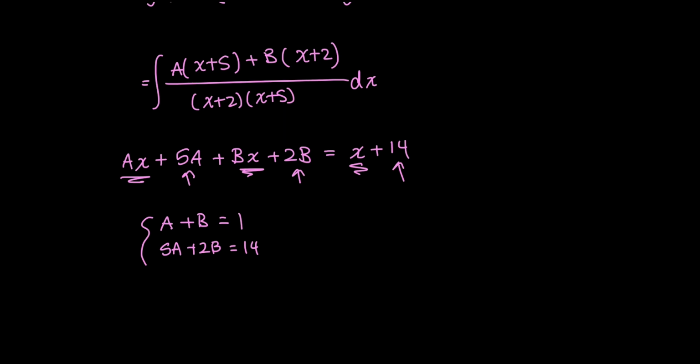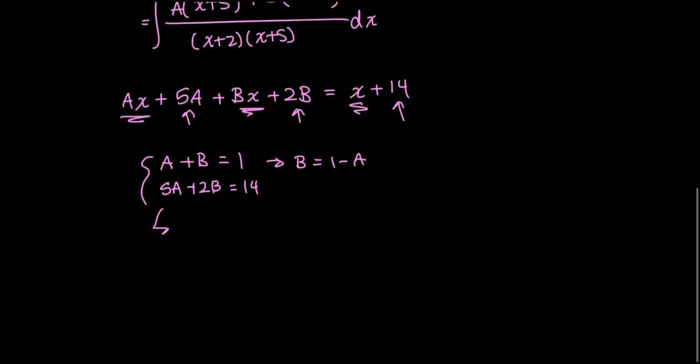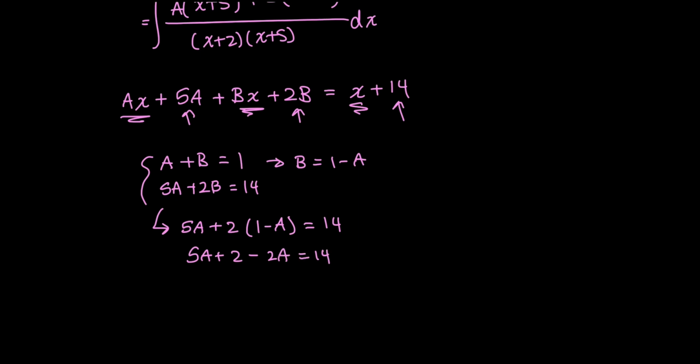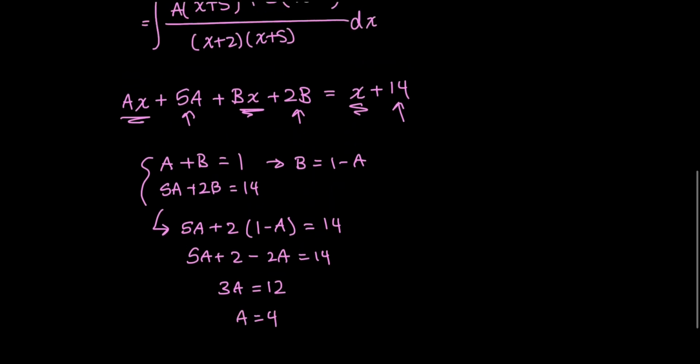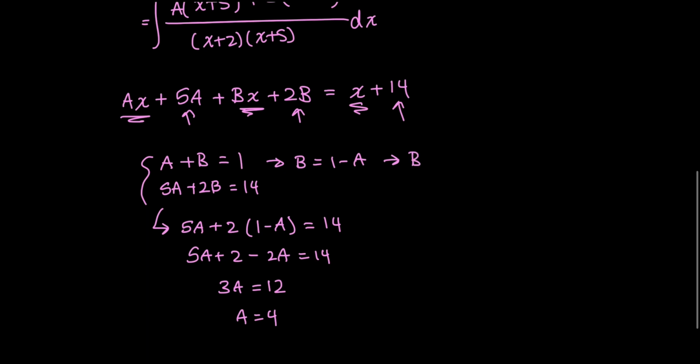And now you just solve the system of equations like you normally would. And you could, again, use any method to do this. I think substitution is the easiest, but feel free to use whatever methods you prefer. So from the first equation, I can define B as 1 minus A, and then I can plug it into this equation where I end up getting 5A + 2(1 - A) = 14. So I get 5A + 2 - 2A = 14, or 3A = 12. So I find that A is equal to 4, and then I can plug it in over here, and that tells me that B is equal to negative 3.